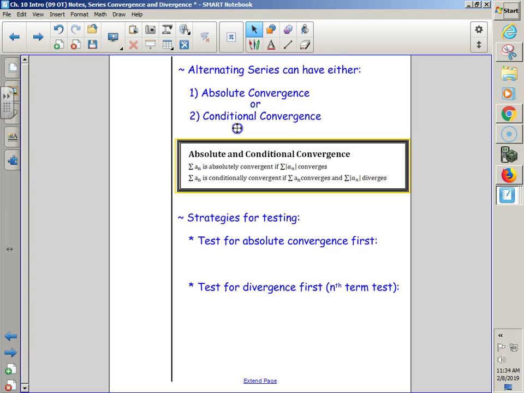But absolutely, no matter what. Conditional, based on a condition. Hey, alternating series. Why is it called an alternating series? Because it's a series with an alternator.